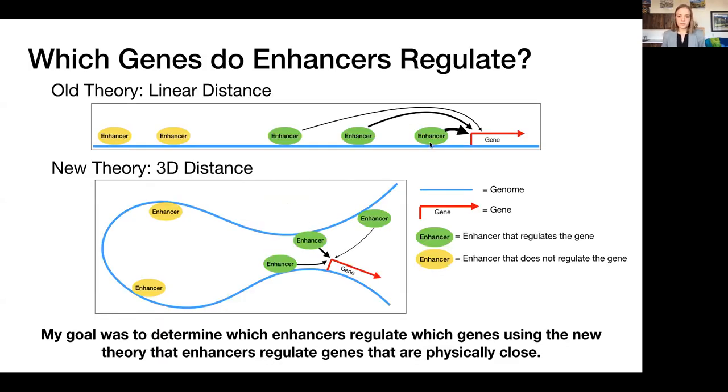An old theory is that enhancers regulate genes that are nearby on a linear sense of the genome. But a new and emerging theory is that enhancers actually regulate genes that are close by on a more three-dimensional sense, because the genome actually takes on a very particular three-dimensional structure. So my goal was to determine which enhancers regulate which genes using this new theory that enhancers regulate genes that are physically close.